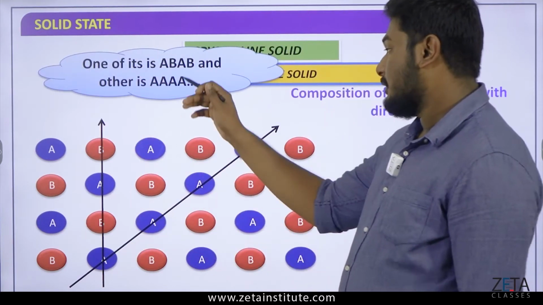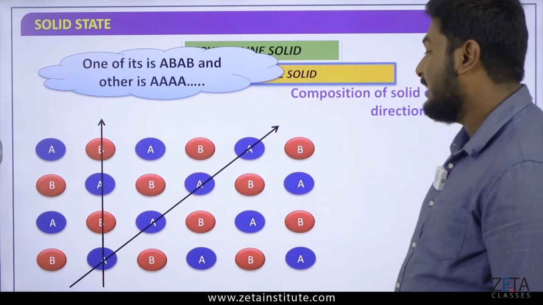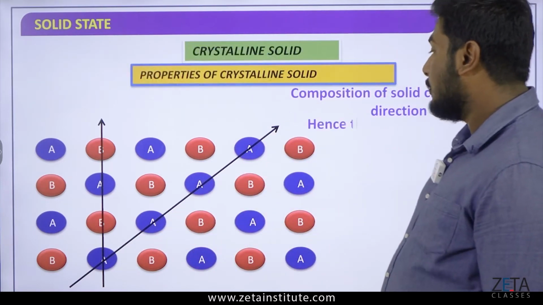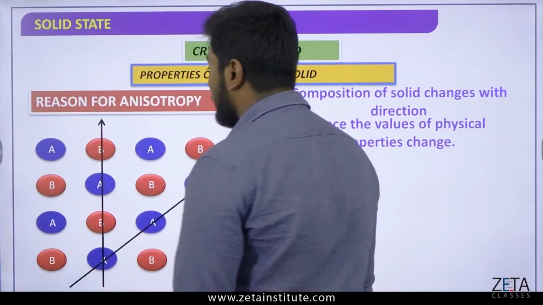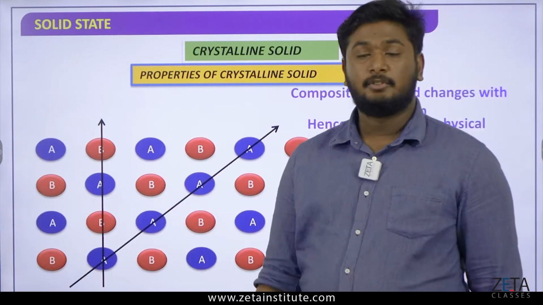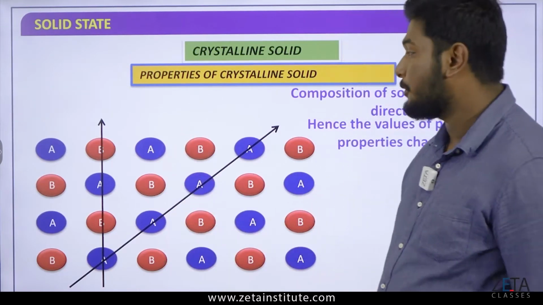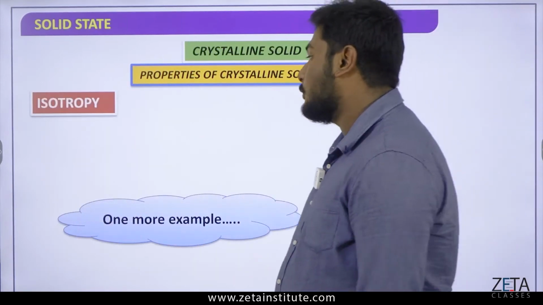Here in one direction the composition is AB, AB. Here in this direction, the composition is AA, AA type. Clear? So hence the values of physical properties also change. We can check the reason for anisotropy. So this is the actual reason for anisotropy. Clear? Now we can check what isotropy is.